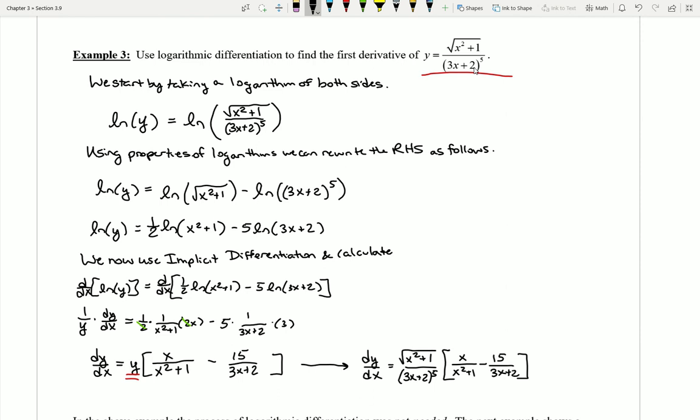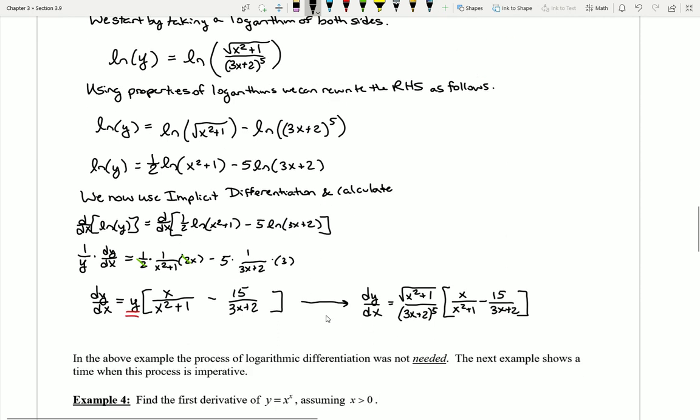I really can't think of much of a reason why, in this question, in example 3, logarithmic differentiation is important to use. I would agree with you, and I would say it's not. But this then helps to contrast the idea of example number 4, when the process of logarithmic differentiation is imperative. It must be used. And we'll take a look at that example in the next video.